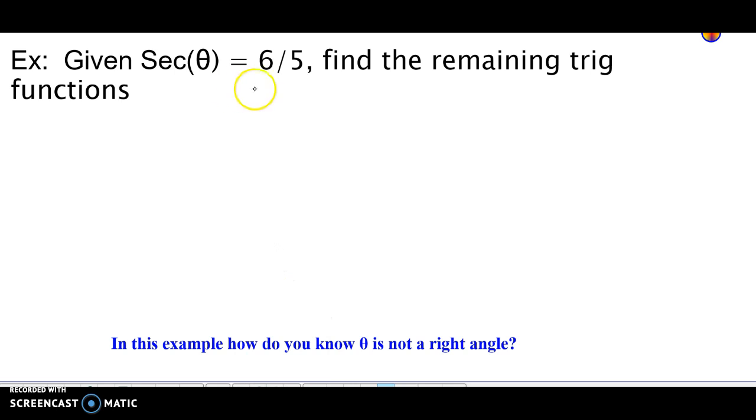Given that secant of theta is 6/5, find the remaining trig functions. My hint to you is to draw a right triangle, use this information, find the third side, then state the rest. You can do this. Go ahead.